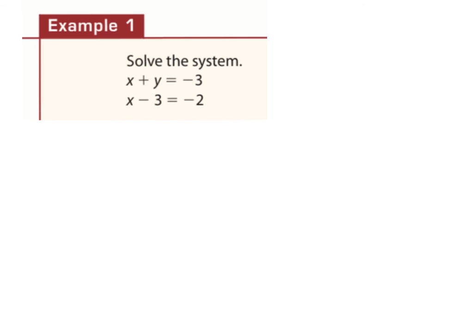Yeah, I'm going to solve by substitution. Basically, they have a variable already solved for you. Look at that, x minus 3 equals -2. There's actually only one variable in that equation. So if I look at this second equation, to solve for x, what do I do? Add 3. So I already know that x equals 1.